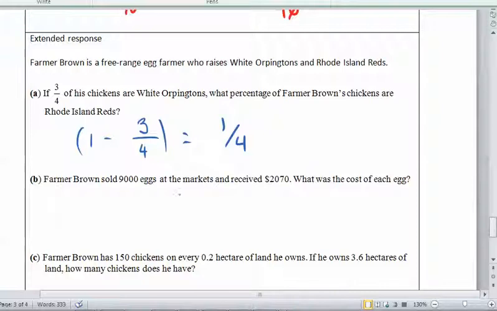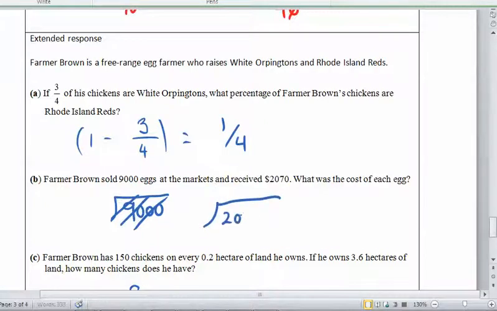He sold 9,000 eggs and received $2,070. So, how much is the cost of each egg? So, we have to divide $2,070 by 9,000. Now, an easy way to do this is we can take off 1, 2, 3, which means we can take off 1, 2, 3, decimal point.